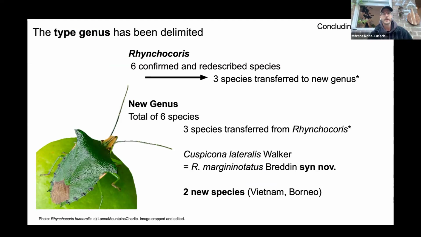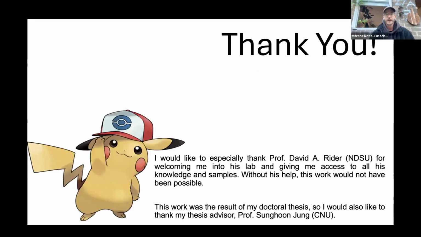And 3 of the species that were before in Rhynchocoris were transferred to the new genus. As for the new genus, we now have 6 species also: the 3 previous ones transferred from Rhynchocoris, Cuspicona lateralis with its new synonymy Rhynchocoris marginotatus that has also been transferred, and then 2 new species, one from Vietnam and the other one from Borneo. So that's it for my talk.